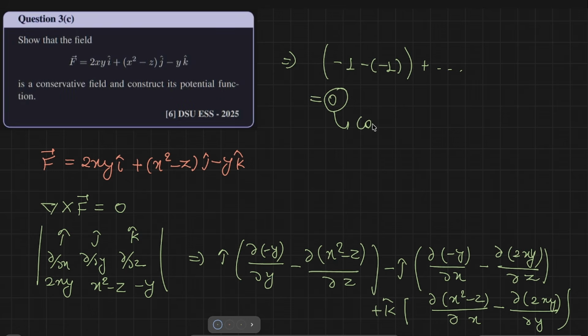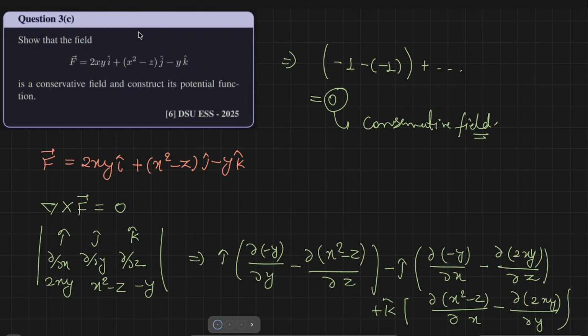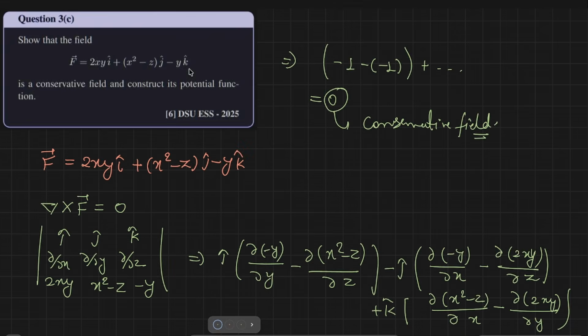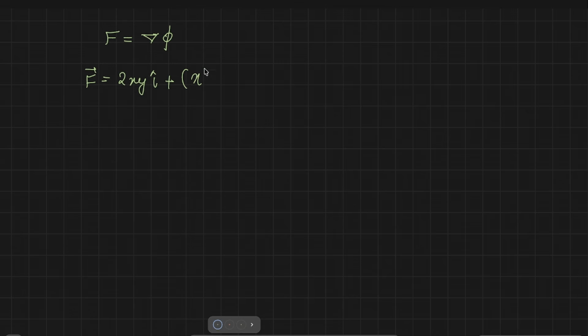Once it is 0, it means the field is a conservative field. Once the field is conservative, there exists a scalar potential. Scalar potential means f is equal to gradient of phi. So what is your f? You simply write it down. Your f is given as 2xy i cap plus (x square minus z) j cap minus y k cap.